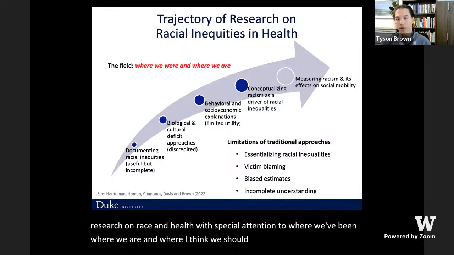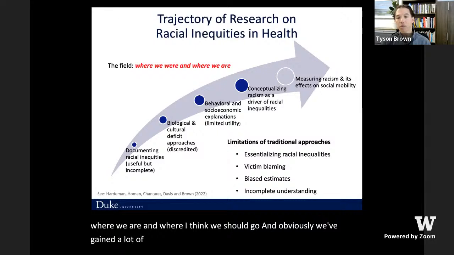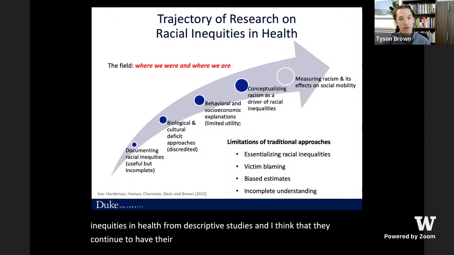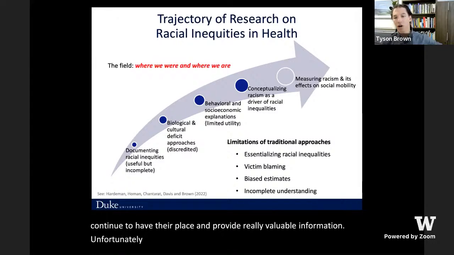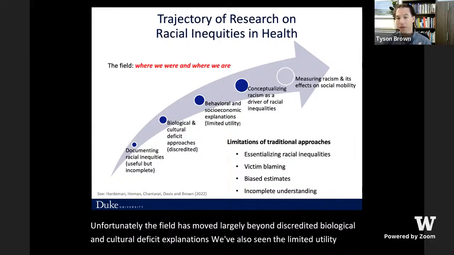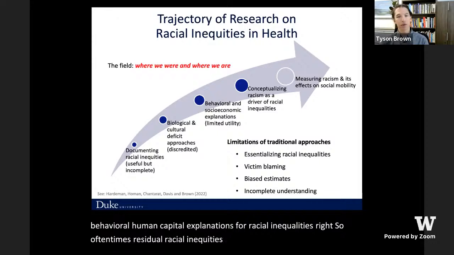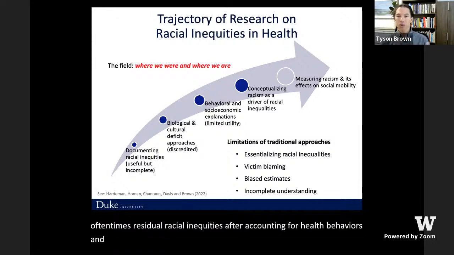Obviously, we've gained a lot of important, really foundational information about racial inequities in health from descriptive studies. And I think that they continue to have their place and provide really valuable information. Unfortunately, the field has moved largely beyond discredited biological and cultural deficit explanations. We've also seen the limited utility of behavioral human capital explanations for racial inequalities, right? So oftentimes residual racial inequities, after accounting for health behaviors and socioeconomic resources, are attributed to discrimination.